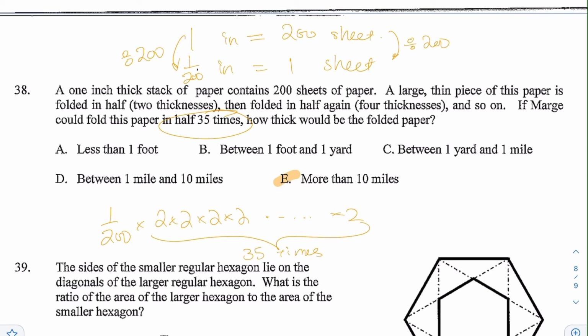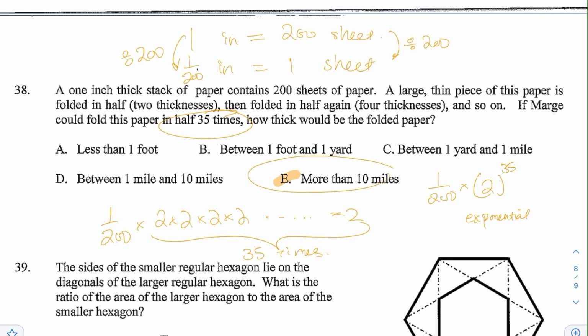So another way to express that would be with an exponent. This would be 1 over 200 times 2 raised to the 35th power. So it starts out very thin, but after a while it gets pretty large because it keeps doubling. It's an exponential function.